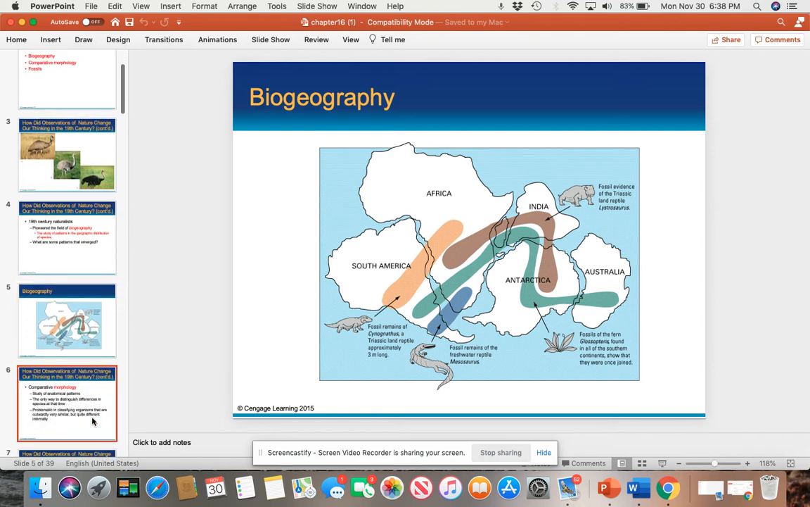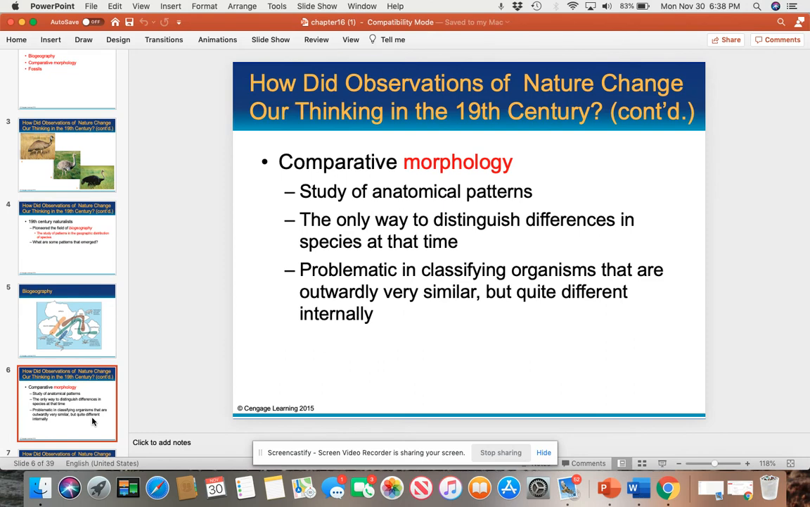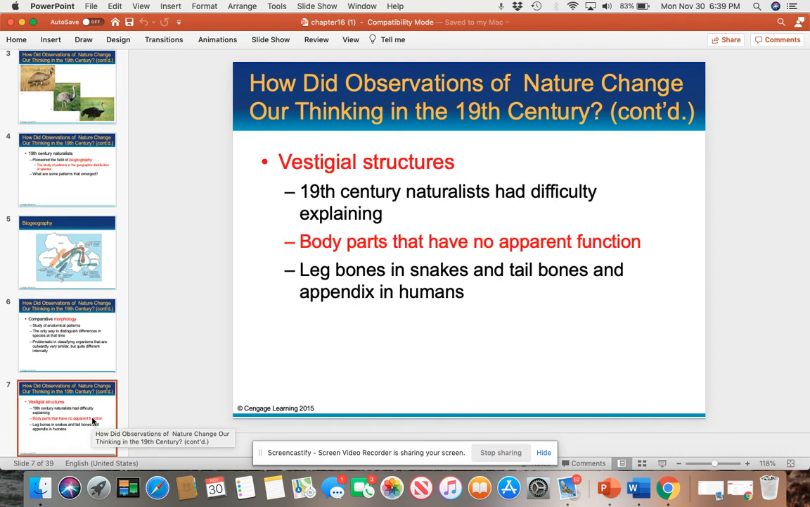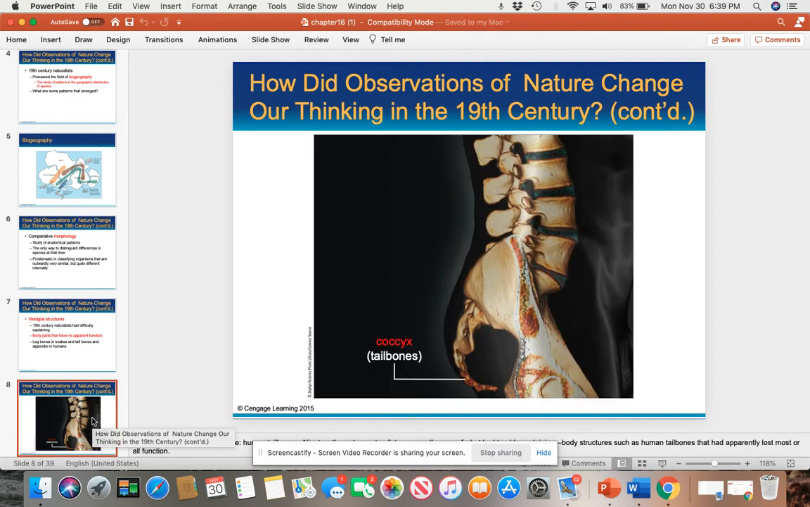When we compare structure or morphology, we find that in many organisms there are similar as well as dissimilar structures. We also notice vestigial structures, which have no apparent function. Example, in the human anatomy, you have the tailbones or coccyx. We also have an internal structure called appendix, which is an example of a vestigial structure. No function.